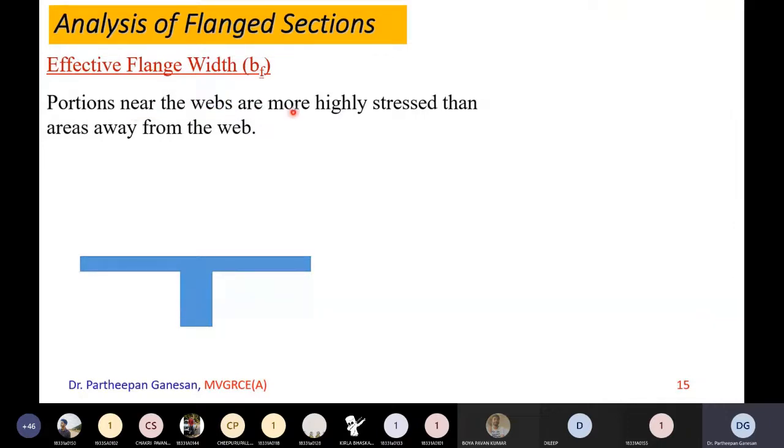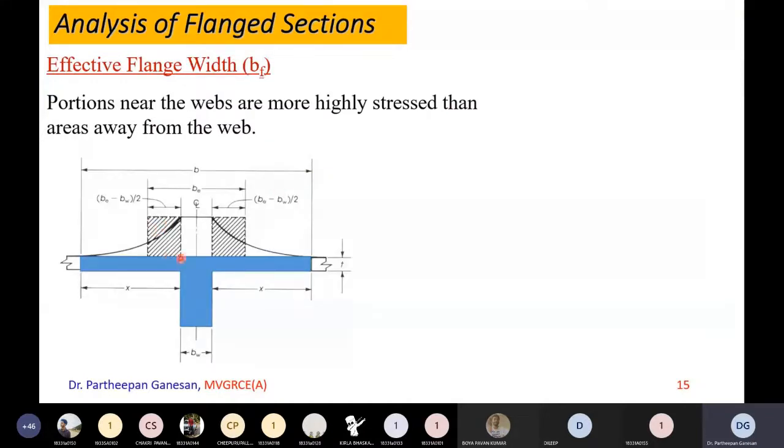Now points near the web are more highly stressed than areas away from the web. That means if you draw the stress diagram, the flange, the slab portion near the beam, will take very high compressive stress. But as you go away from the beam, on this side and this side, the compressive stress will keep on reducing. That means the compressive resistance of the slab will go on reducing as you move away from the center of the rectangular beam.